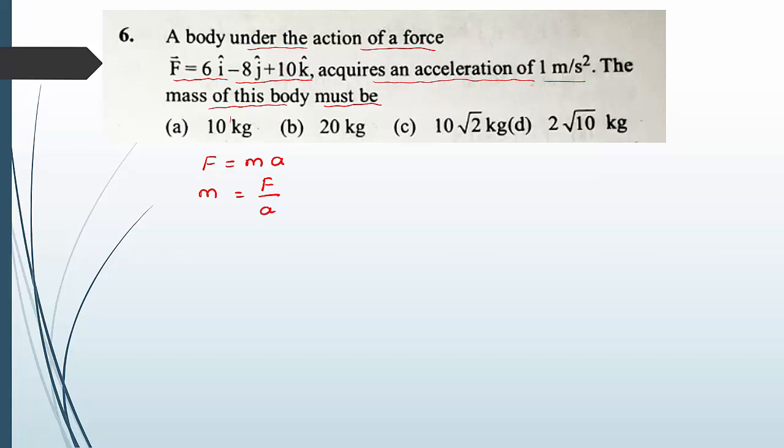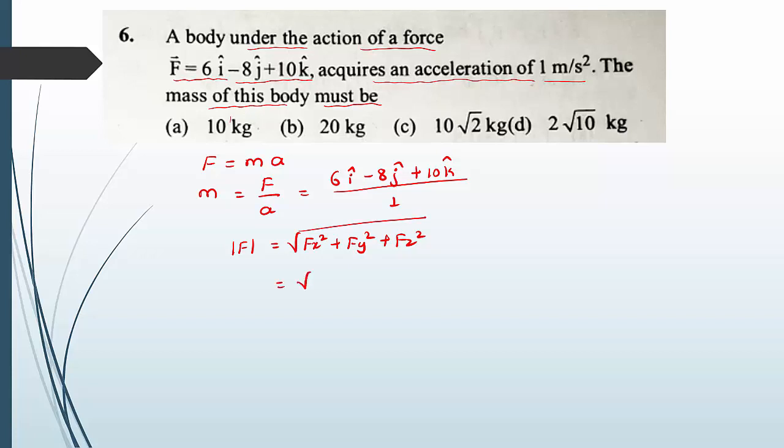So the force value they had given 6I cap minus 8J cap plus 10K cap divided by acceleration is 1 meter per second square. How to solve these questions? The force value is given in terms of magnitude and direction. Vector I, J and K, these are unit vectors and their value is equal to 1. So you can use to find the magnitude of the force. We have this formula Fx square plus Fy square plus Fz square. This formula you can use here.